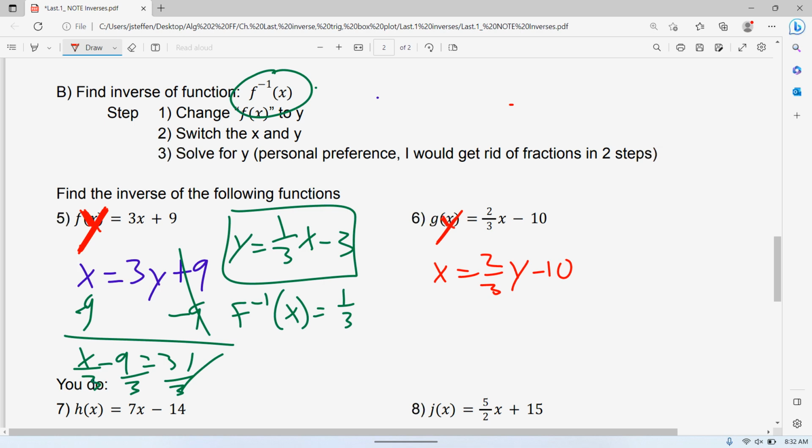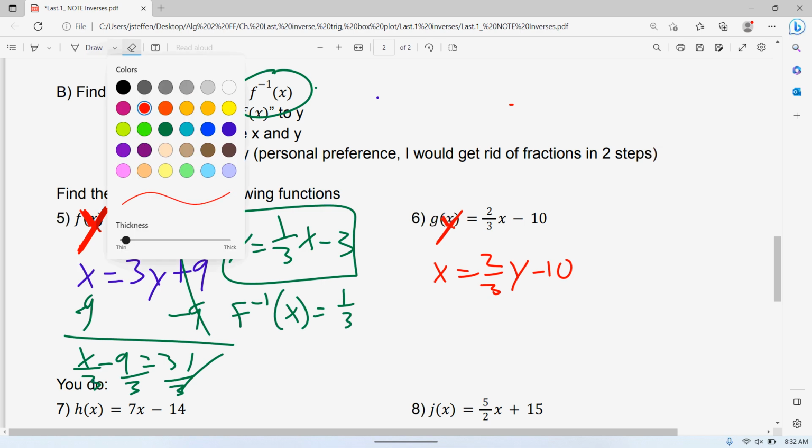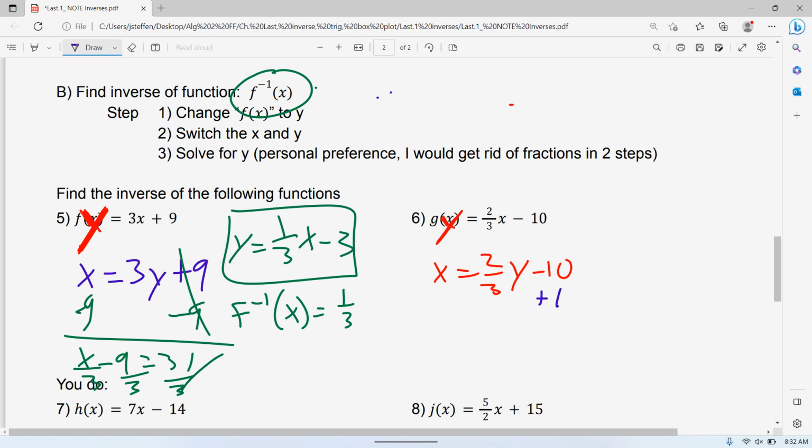Now, a lot of people multiply everything by 3. If you did that, you would have 3 times x, 2/3 times 3 is just 2, that's the whole idea, minus 30. So you could do it that way. I like to wait until the end, and then I do it at the end. So from here, add 10 to both sides.